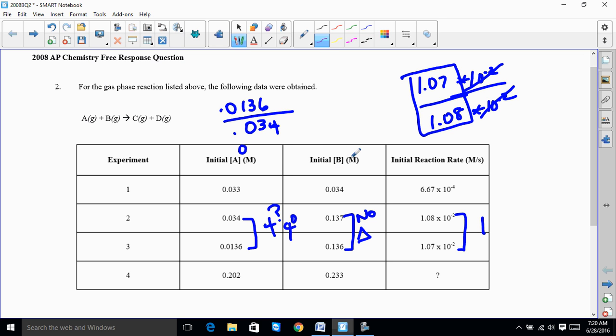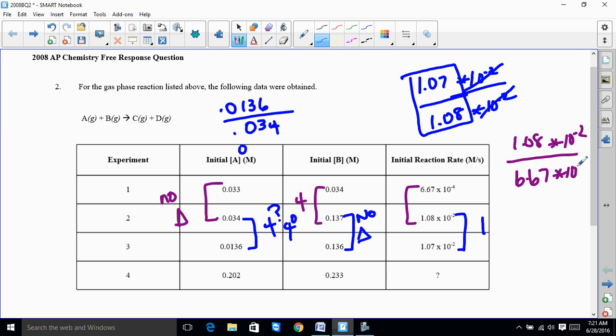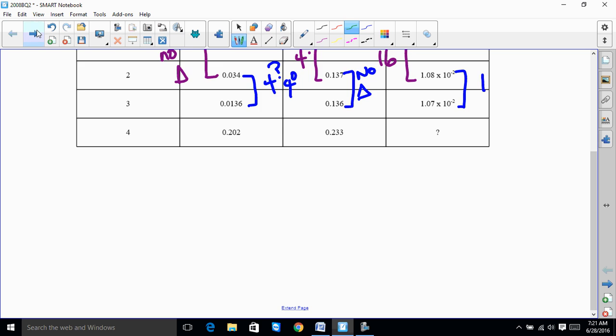I'm going to grab a different color pen. Let's do purple. To find the order of B, you leave A alone, which looks to me like this is as close to not changing as this can be. This also goes up by a factor of 4 because 0.0136 and 0.0137 are essentially the same. And this, believe it or not, if you get out a calculator, 1.08 times 10 to the negative 2 divided by 6.67 times 10 to the negative 4, that's just something I would do on a calculator, and this ends up being 16. This number times 16 is this number. So 4 to what power gives you 16? This is a 2.